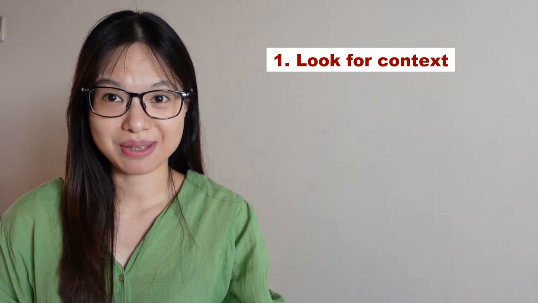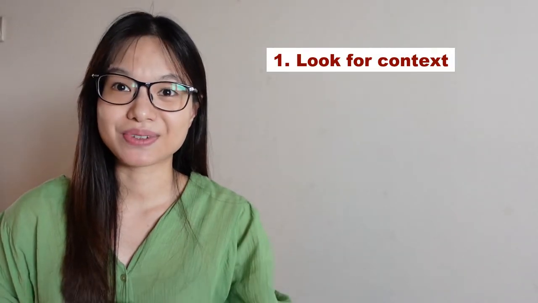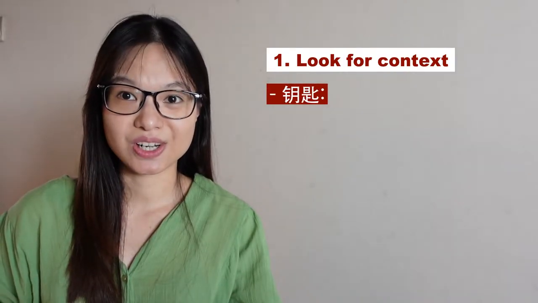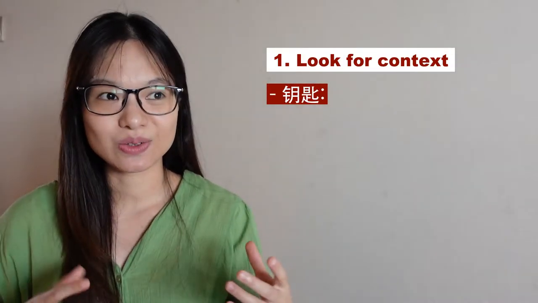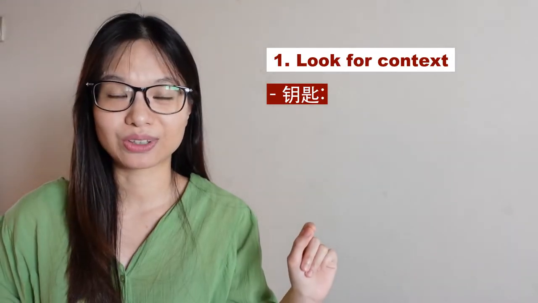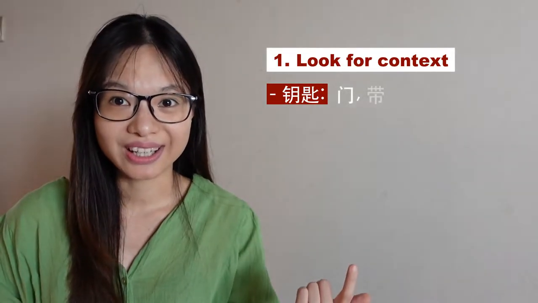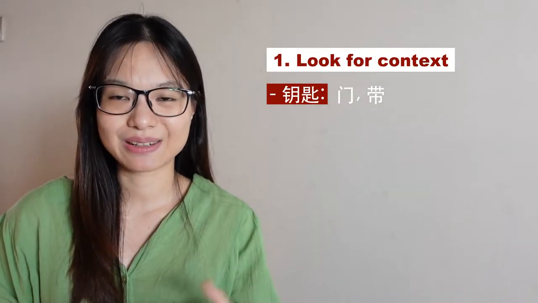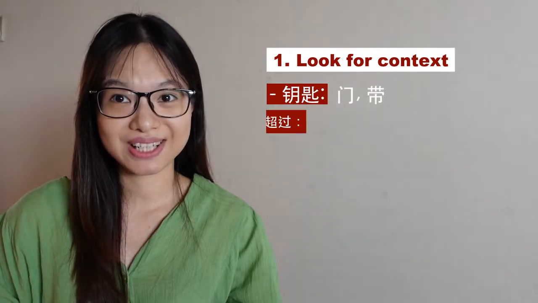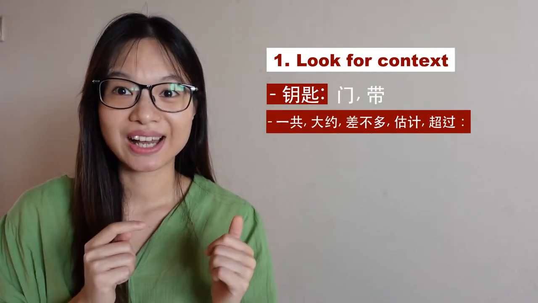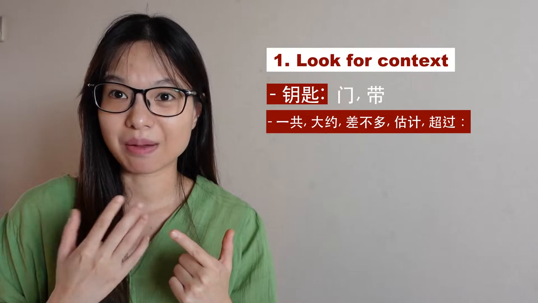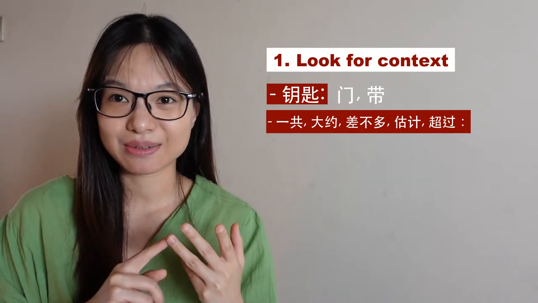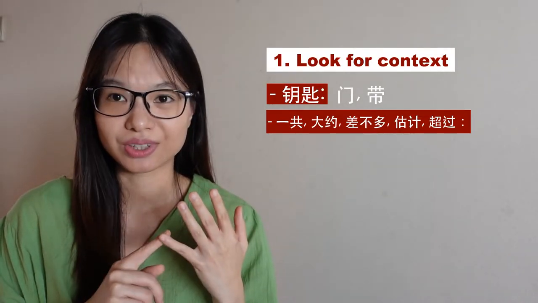So what do I mean by its context? Let me give you some examples. If you are given a word, 钥匙, which means key, you need to look around the sentences for the word 门, door, or 带, to bring, 带钥匙, to bring the keys. Another example, if you have words like 一共, altogether, 大约, about, 差不多, almost, 估计, estimated, 超过, over.